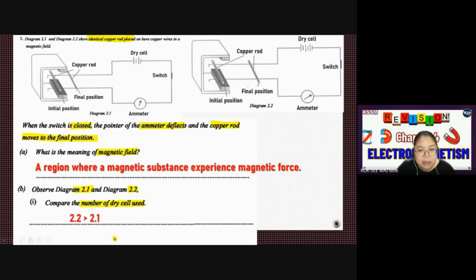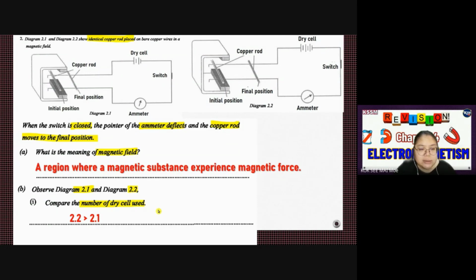Because sometimes every year they change the marking scheme. This year they can accept the symbol, next year they cannot accept. It depends on the question. If the question is very easy, they want strict marking. So writing 2.2 bigger than 2.1 like this, they may not accept. So better for you to be safe, write in a full sentence. A full sentence, sure they will accept. We just write number of dry cells in diagram 2.2 is more than 2.1, or just more in 2.2 also can.